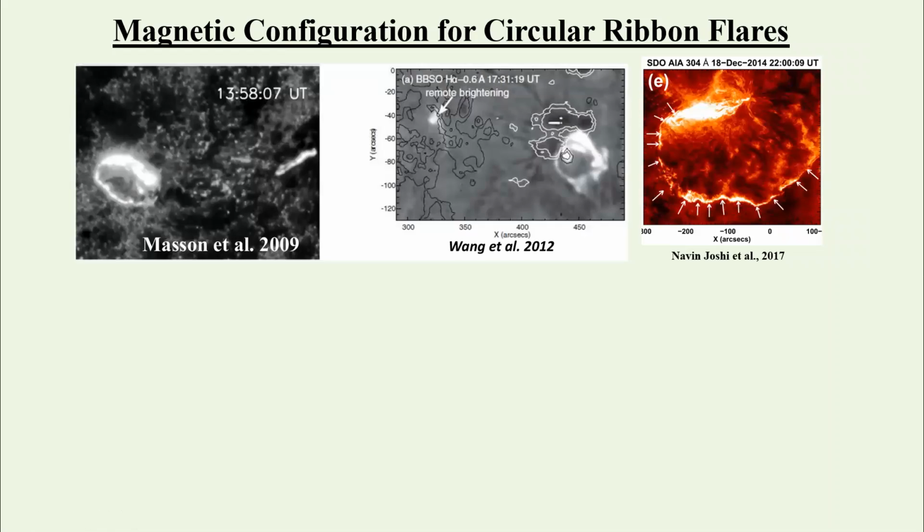Right. In the previous slide, I've told you about the parallel flare ribbons, but here the flare ribbons are not parallel, but these are circular. So of course, the magnetic configuration will be quite different in that case. So if you go to the next slide.